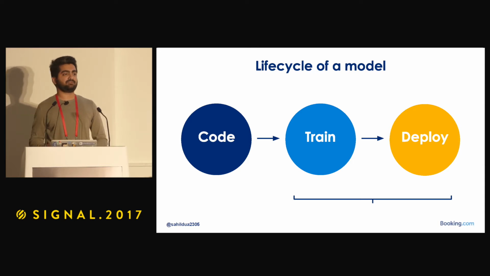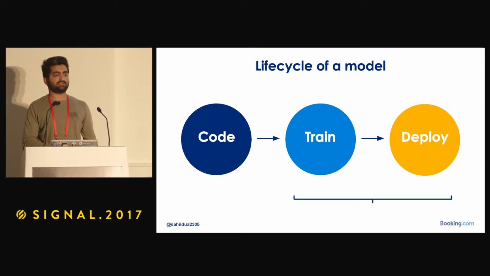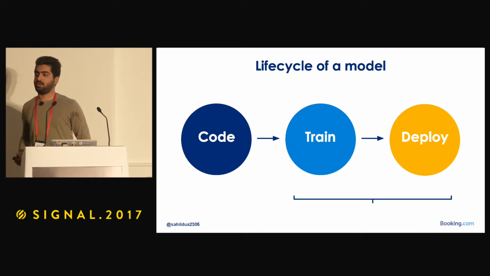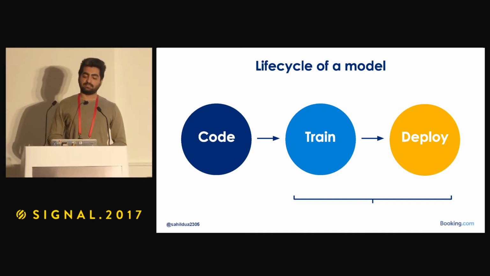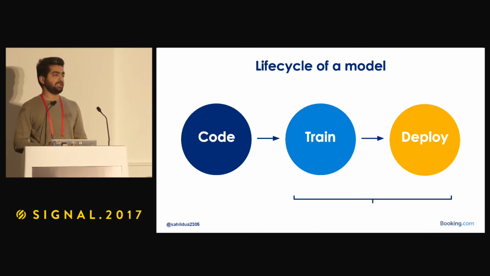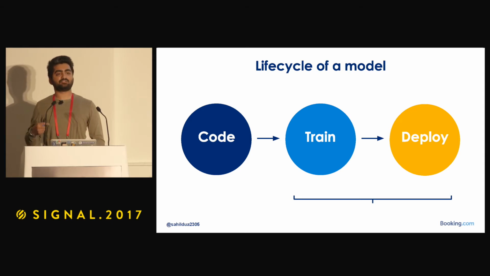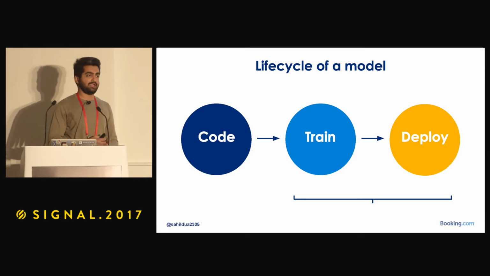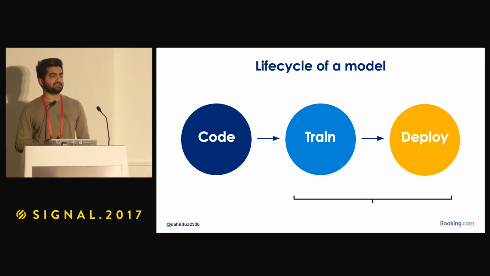Next, once we have trained the model using the production data, we go to the deployment stage. And these 2 parts, training and deployment, are the 2 parts which build up the production pipeline that I've been talking about, and that we'll see in detail next.